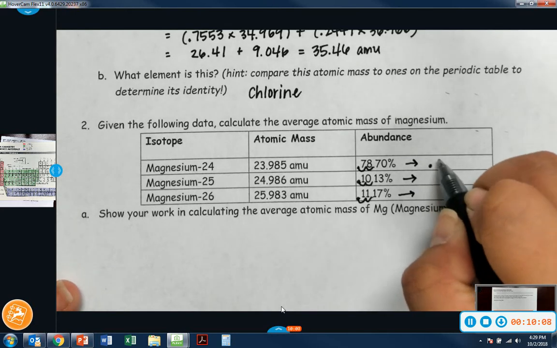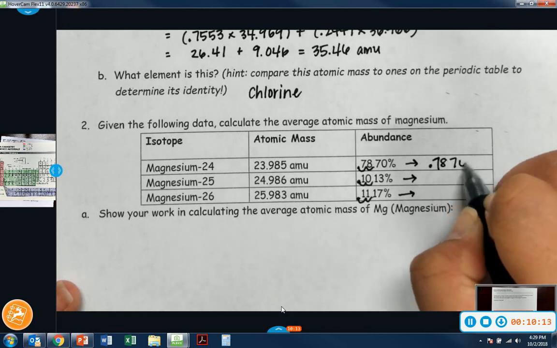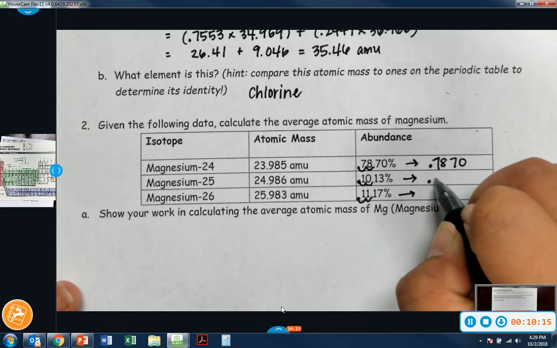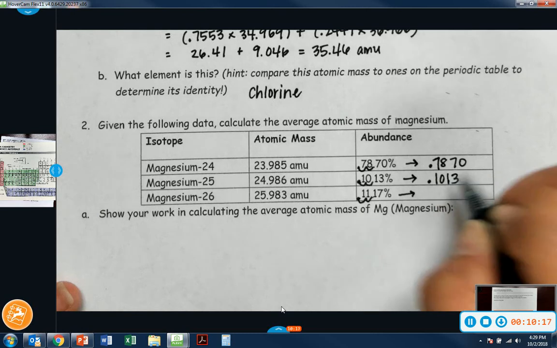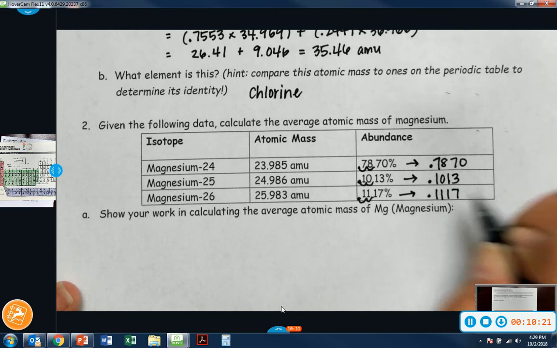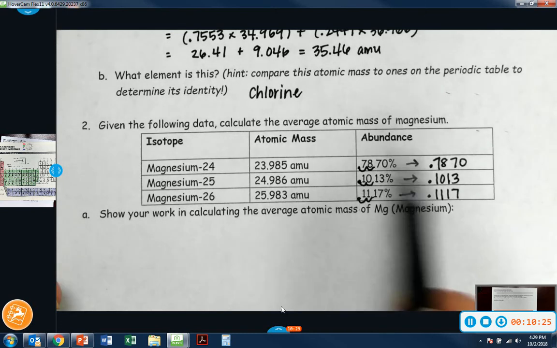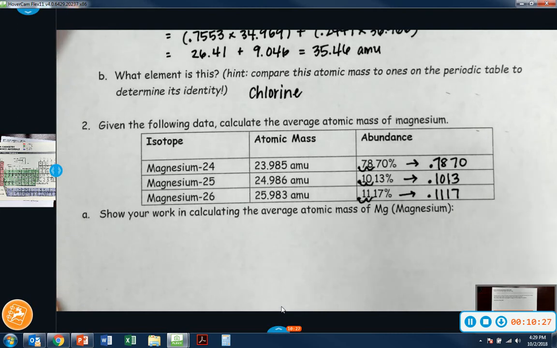So this in turn would be 0.7870. This would be 0.1013, and then this one would be 0.1117. Alright, so let's go ahead and plug these values into our formula.